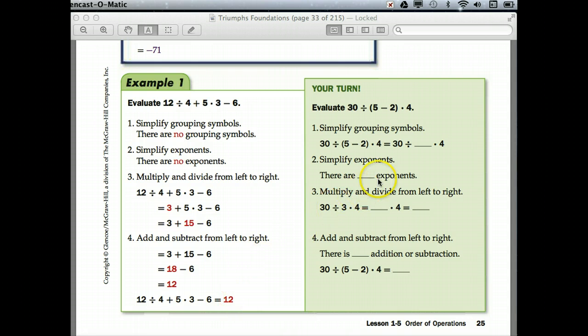So now it's your turn. Pause the video for just a moment and fill in these blanks and then come back and we'll check.